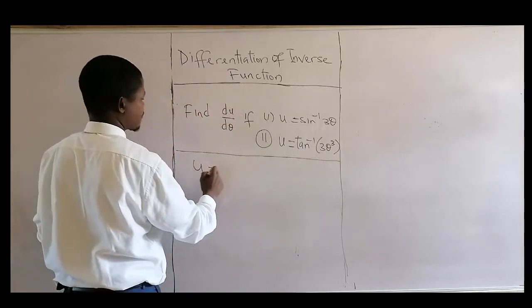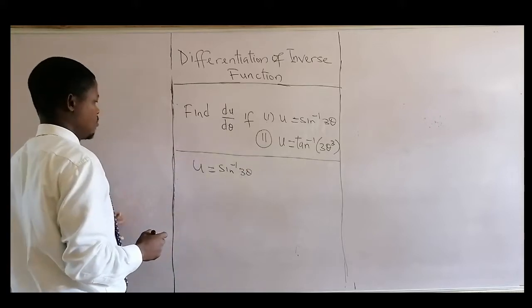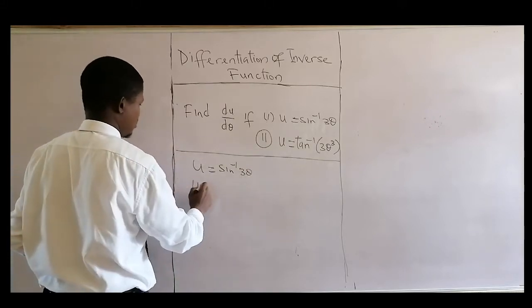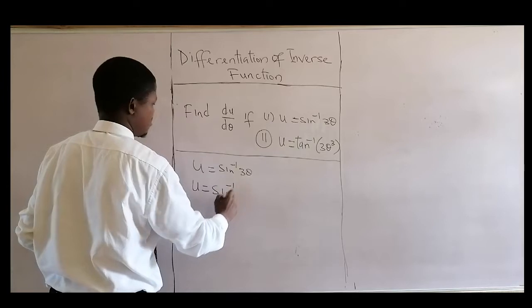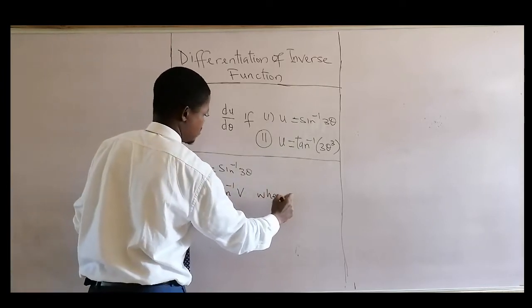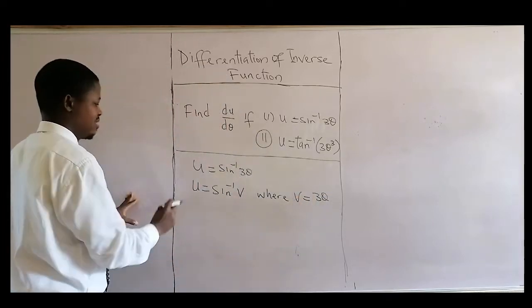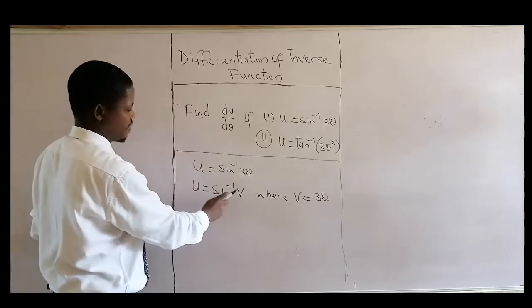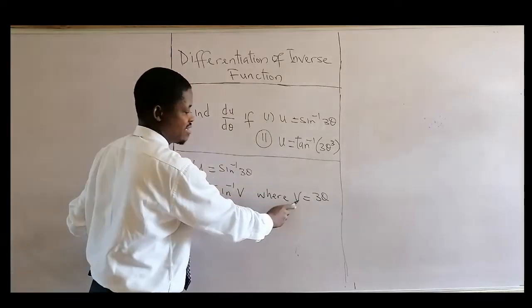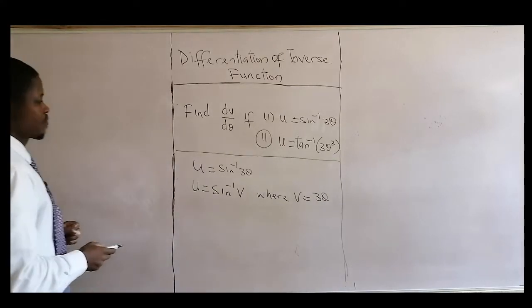So u is equal to what? Arc sine 3 theta. Okay. Can we make it u equal to arc sine v, where my v is 3 theta? So what we are saying here is that u is a function of v and v is a function of theta. So this is a function of functions.